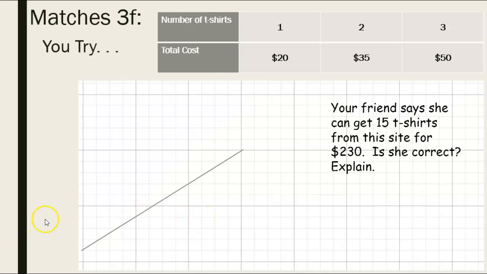Now, I need you guys to try the you try problem. And I'm not going to take the time to fill out this whole thing. You can go back in the video if you need to, or if you have notes on it, that's great. But remember, in this case, that y-intercept was $5, right? And this was one t-shirt. This is t-shirts, right? 2, 3, and so on and so forth. Okay? So your friend says that she can get 15 t-shirts from this site for $230. Is she correct? I would like for you to come up with an answer for that, and then we will check your answer when you push play.